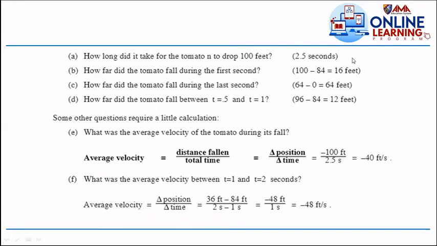Next, another question. Some other questions require a little calculation. What was the average velocity of the tomato during its fall? Our formula is distance fallen over total time, or the change of position over the change in time. So your answer is 100 over 2.5. So the answer is 1940 feet per second. This is the average velocity of our tomato.